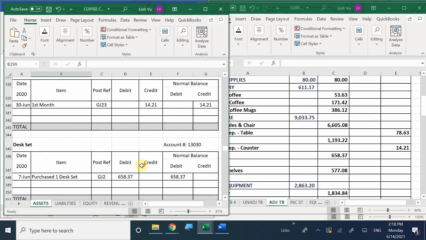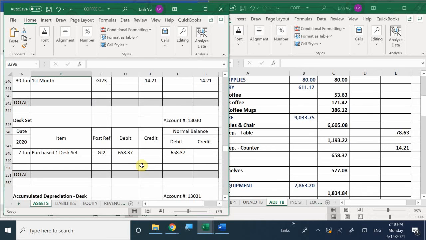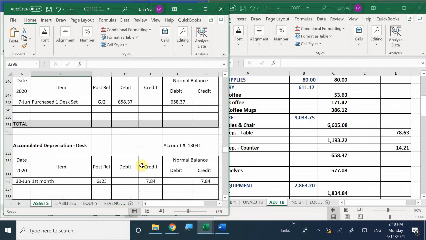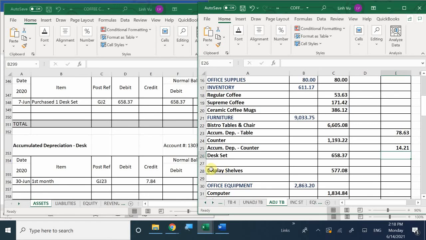So let's see. We have our desk set. That stayed the same, but now we need to add in our contra account. In this case, how much did we use the desk set for? $7.84.